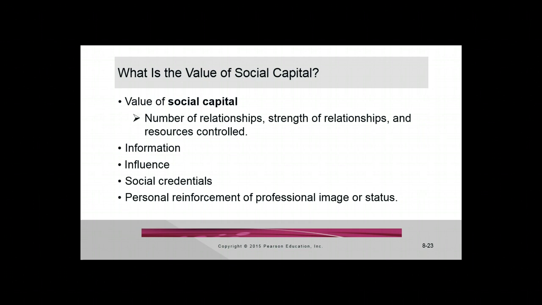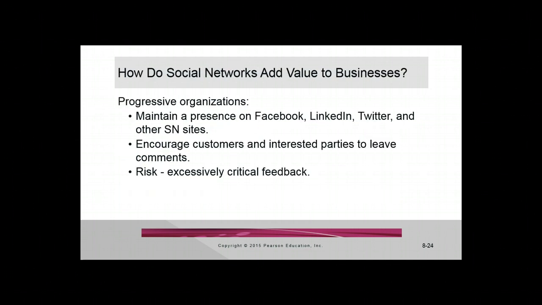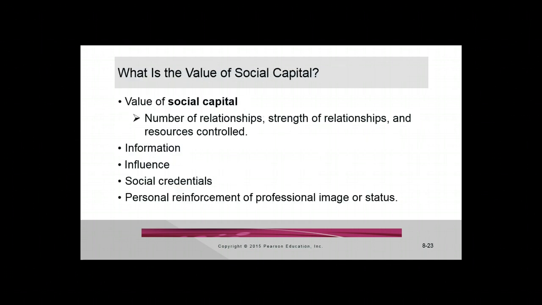So all these things come together, and it's what we call a multiplicative model, meaning it's not an additive model. We don't just add these things up and arrive at a score; these things build upon one another and increase each other, multiply each other, if you will. So if I had a strong number of relationships, I was tight with all those relationships, and they controlled a lot of resources, my social capital is off the chart.